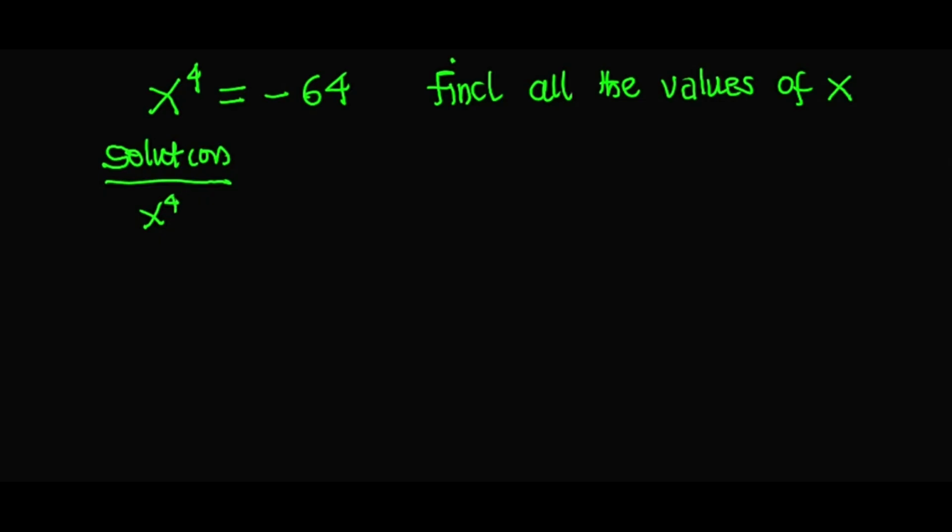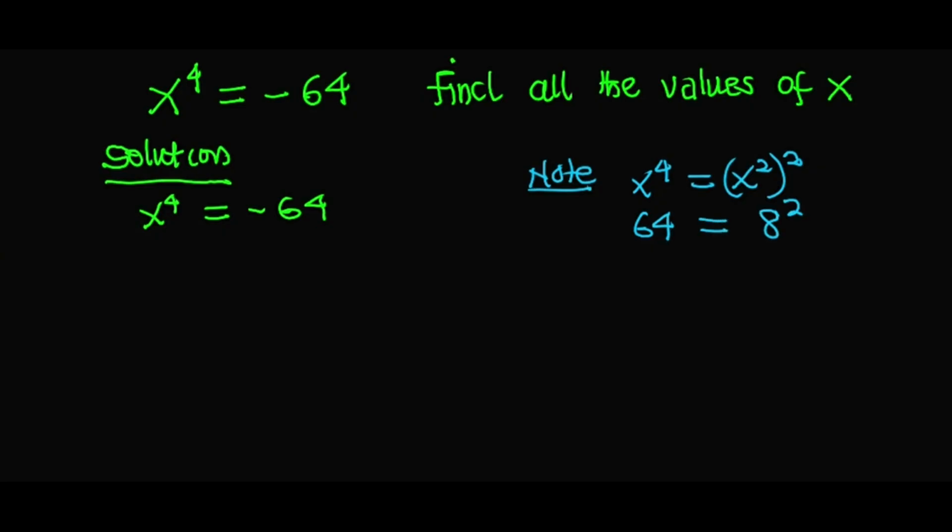X to the power 4 equals minus 64. Note, x to the power 4 can be written as x squared raised to the power 2 and 64 can be written as 8 squared. So coming back to this equation, let's take the 64 to the left hand side, so it will give us x to the power 4 plus 64 equals 0.